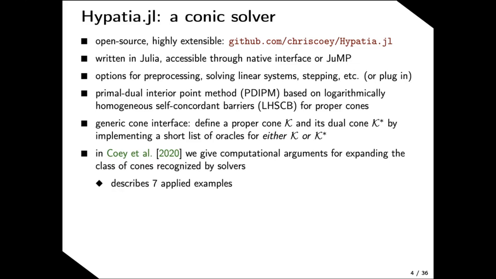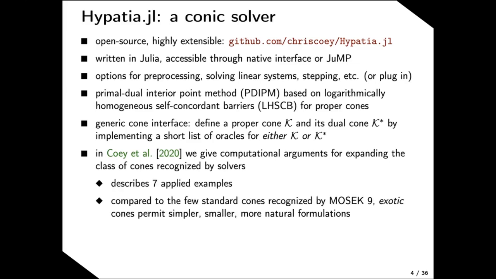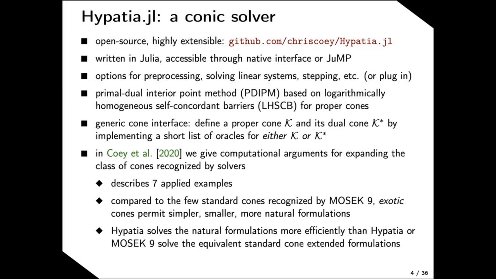In a recent paper, we give computational arguments for expanding the class of cones that's recognized by conic solvers. To do this, we describe 7 applied examples, and we show that compared to the few standard cones that are recognized by MOSEK 9 or SCS, exotic cones, a much larger class, permit smaller, simpler, more natural formulations. And Hypatia can solve these natural formulations more efficiently than either Hypatia or MOSEK 9 can solve the equivalent standard cone extended formulations for those examples.